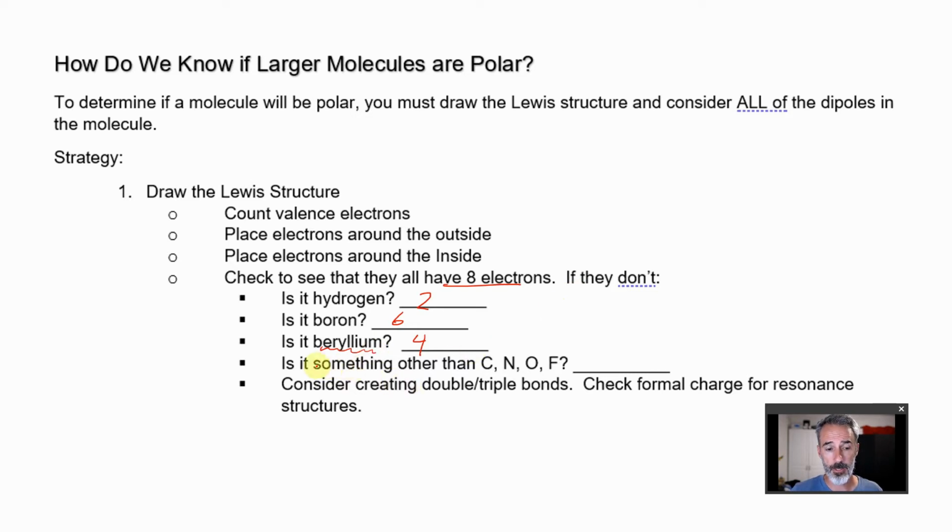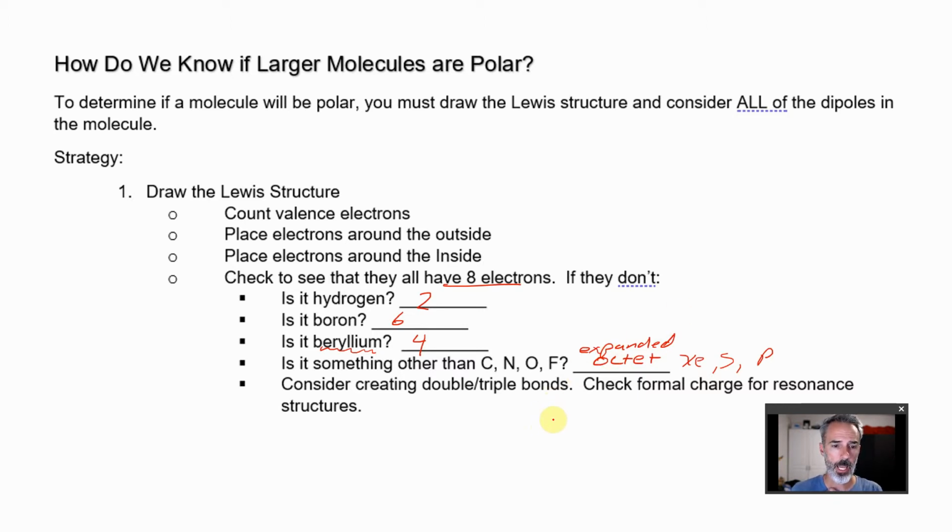But if it's an atom other than carbon, nitrogen, oxygen, and fluorine, the ones in that first row in the p block, for instance, xenon, sulfur, phosphorus, anything that's further down the chart, those can have what we call an expanded octet. In other words, they can have more than 8 electrons, but only if they are in that third row, or further down on the periodic table. All of those can have an expanded octet.